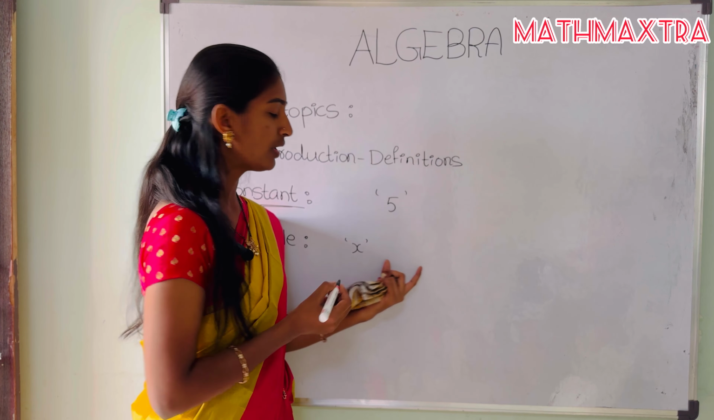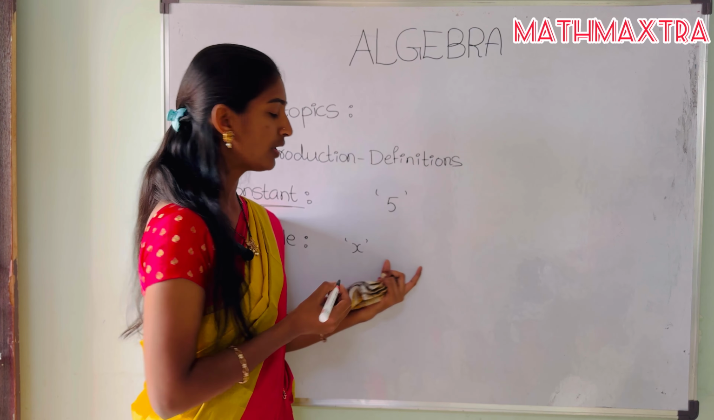We always represent a variable with different alphabets, small letter alphabets. Okay, x, y, z, or small a, small b, small c, and so on. So you can represent a variable with small lowercase letters. Okay. And the next definition is term.